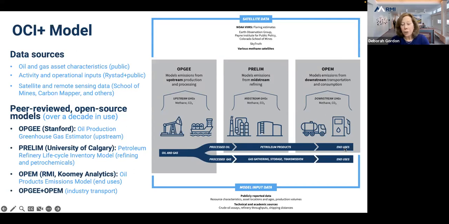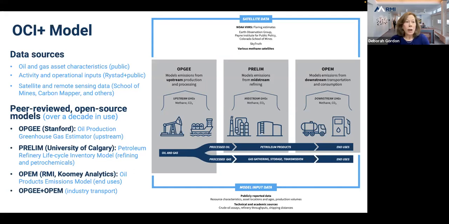We use three underlying models. They're peer-reviewed, they're open source, and they're engineering mass balance models. These models have been in use for over a decade, and this whole project actually has a long history, which was first released in 2015, almost a decade ago.